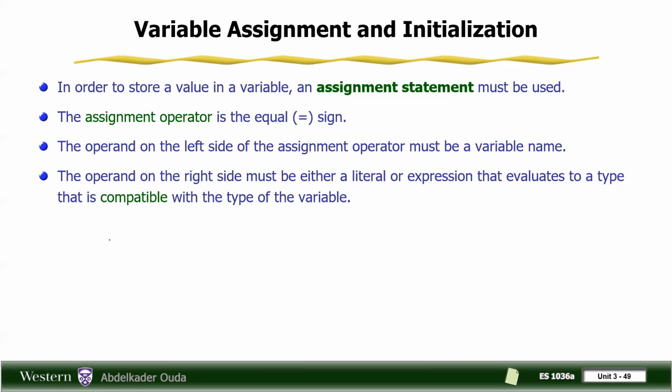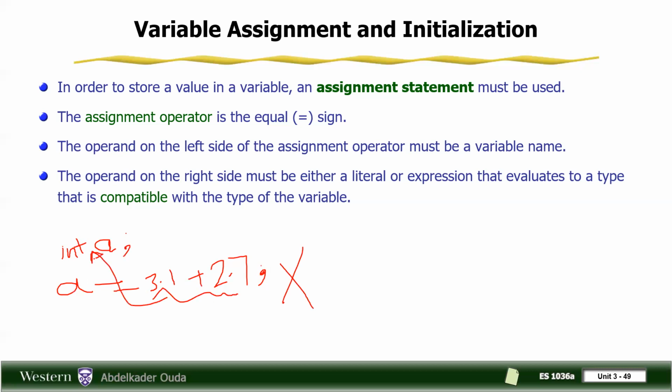So let me write this. For example, if I use variable A as integer, then I say A equal 3.1 plus 2.7, semicolon. This is wrong because I'm assigning a floating point number to an integer variable. So this is wrong. Clear?